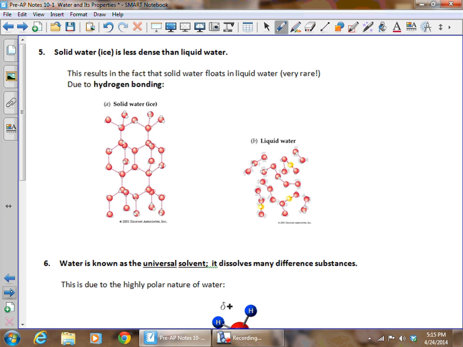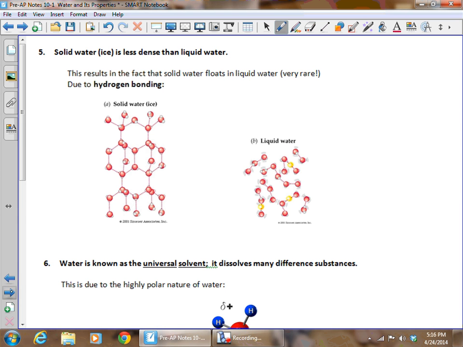Another characteristic of water that's very strange is that solid water, or ice, is less dense than liquid water. We don't think it strange at all to see ice cubes floating in a glass of water, but that is actually very, very strange. For most substances, by far, the solid is more dense than the liquid.